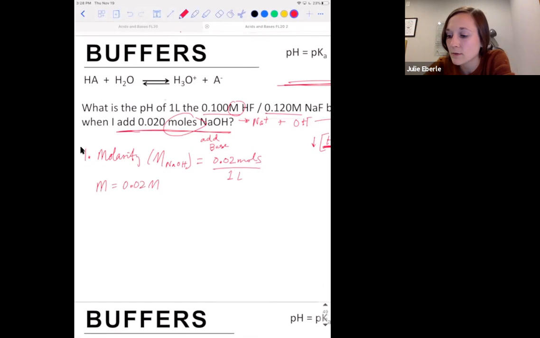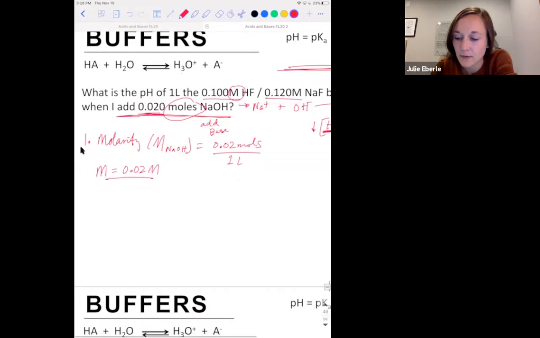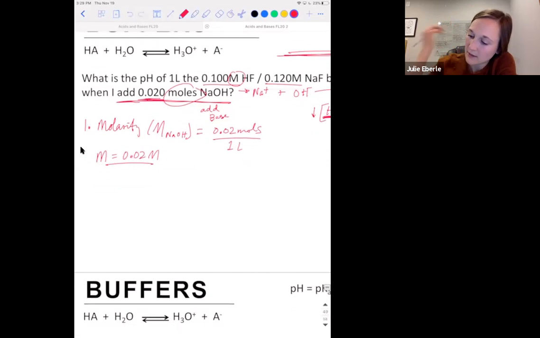Now we can write molar. So do not think this number will always equal that number. But here it does.